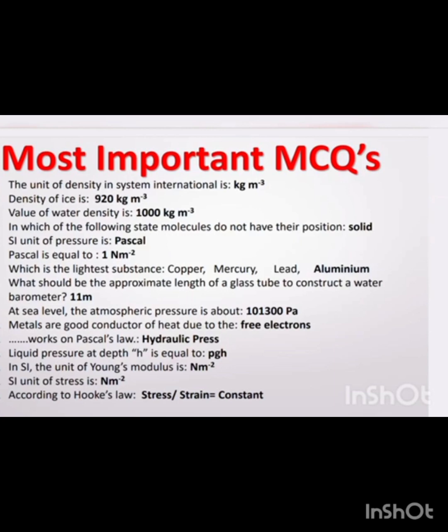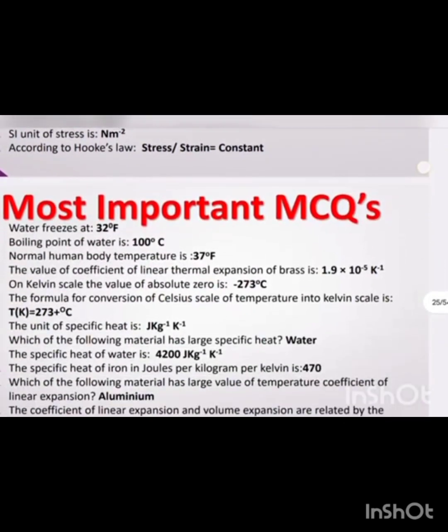Metals are good conductors of heat due to the free electrons. A hydraulic press works on Pascal's law. Liquid pressure at depth h is equal to rho g h. In SI, the unit of Young's modulus is Newton per meter square. The SI unit of stress is Newton per meter square. According to Hooke's law, stress over strain is equal to a constant.